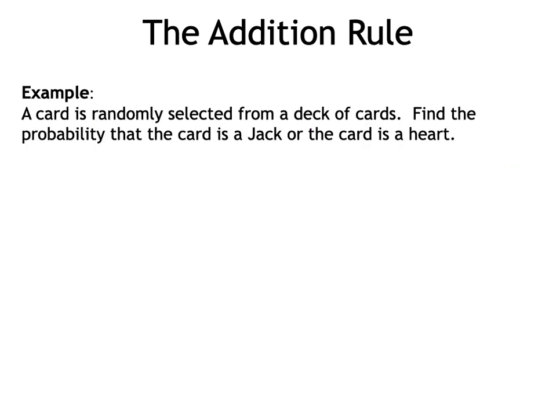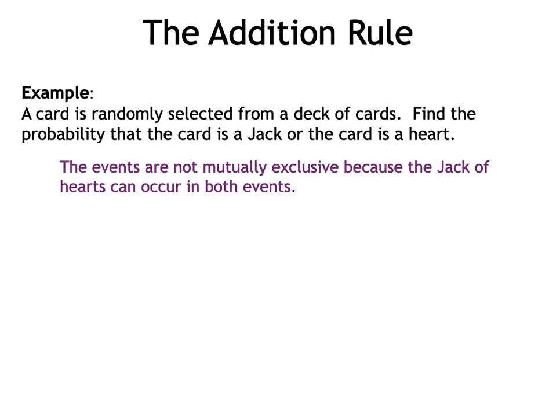Let's have another example, the second example we have presented earlier. Say a card is randomly selected from a deck of cards, and we are asked to find the probability that the card is a jack or the card is a heart. As we pointed out earlier, these two events are not mutually exclusive because we're able to find the jack of hearts occurring in both events.